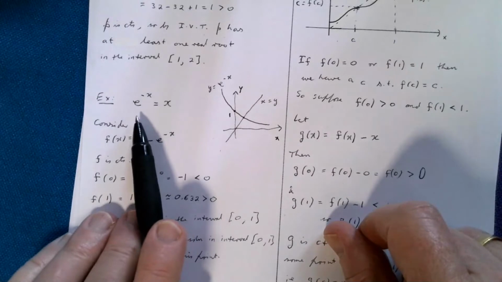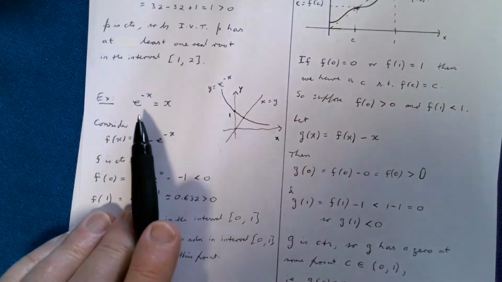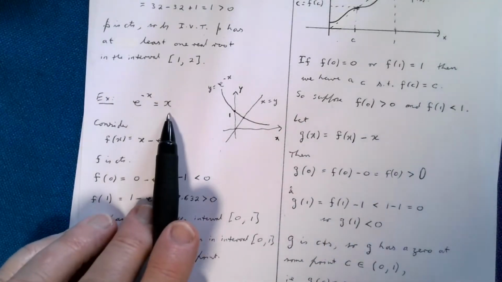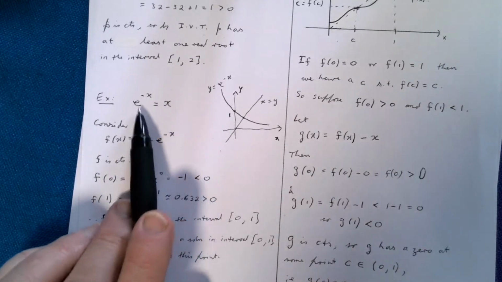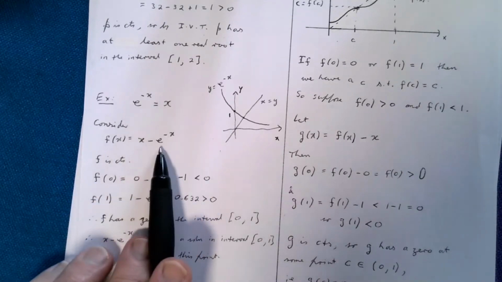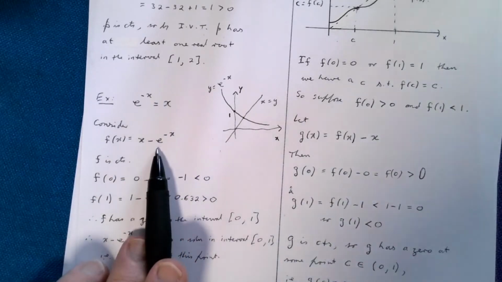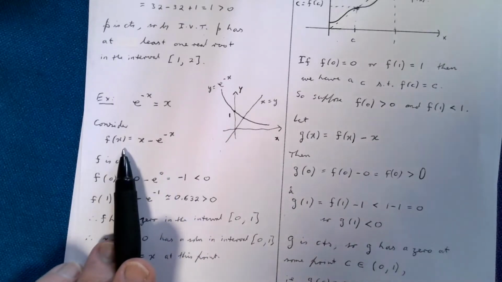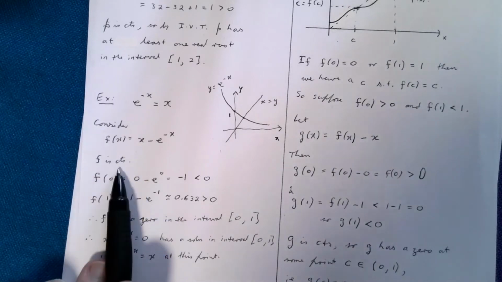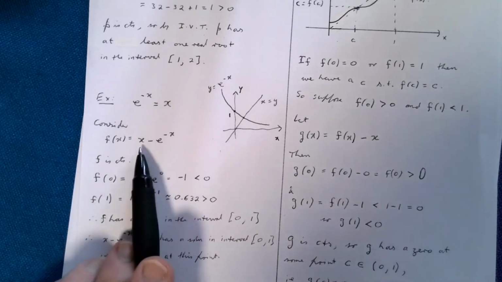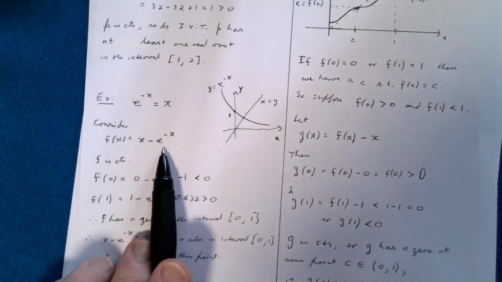The way we do it is we need to get functions into the story, so we look at the difference between the two. I've chosen to take x minus e to the minus x. I could have chosen e to the minus x minus x, it doesn't matter. You just take all the terms onto one side, and I'm going to call that new function f of x. The first thing we observe is that f is continuous, because it's just a combination of continuous functions.